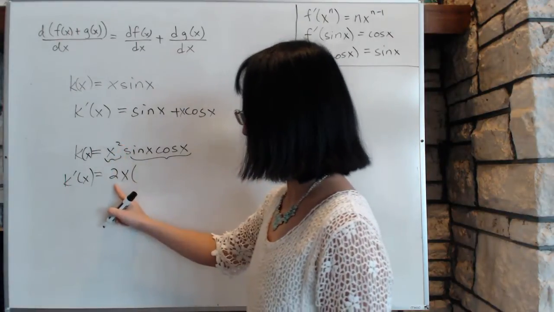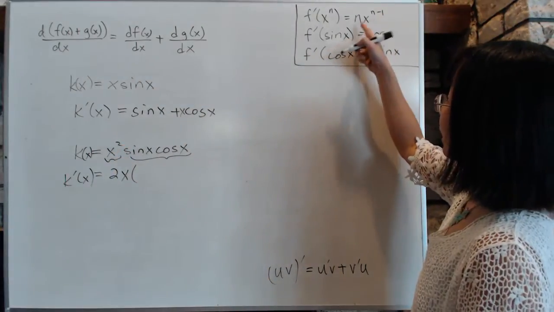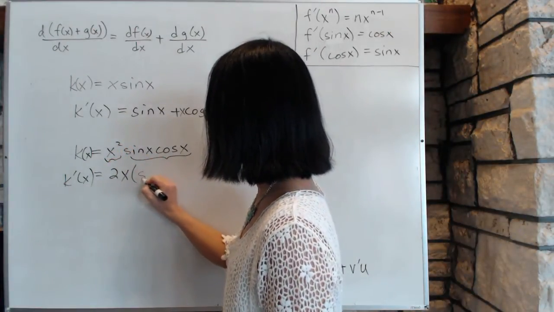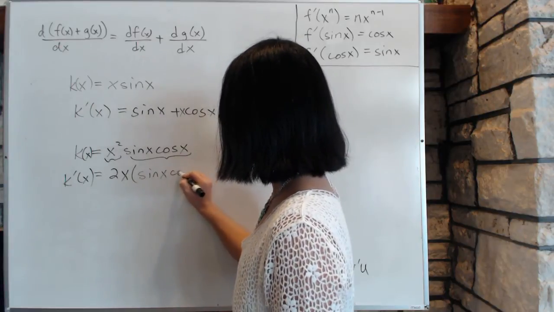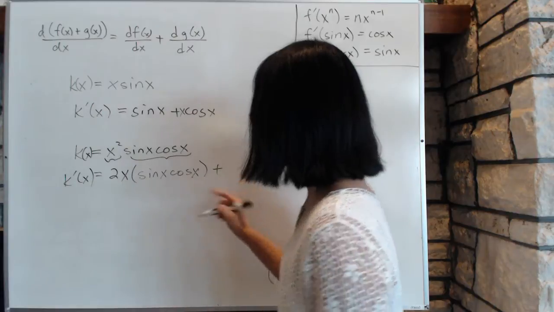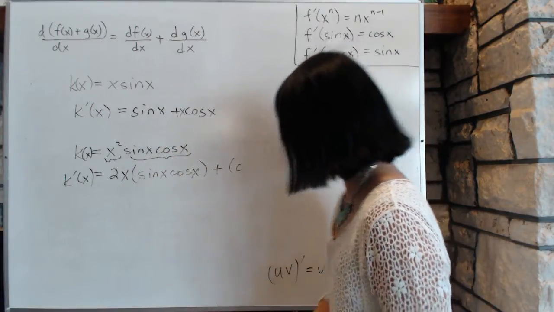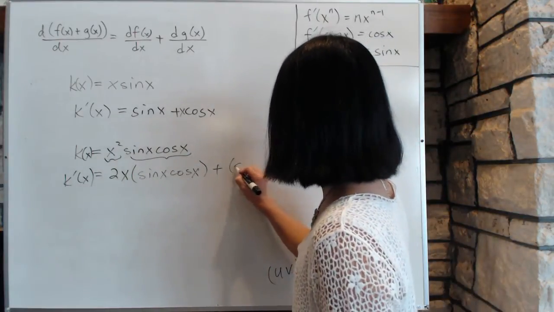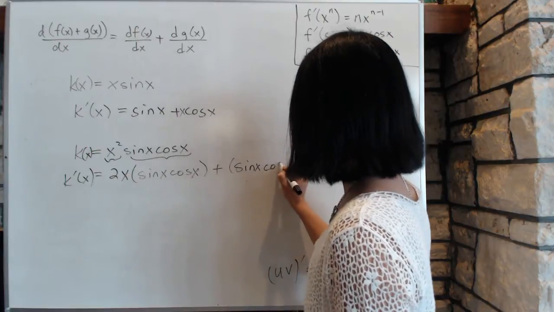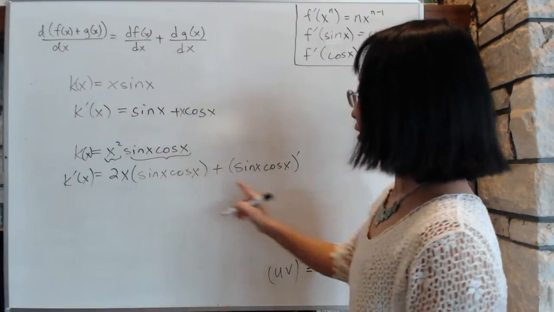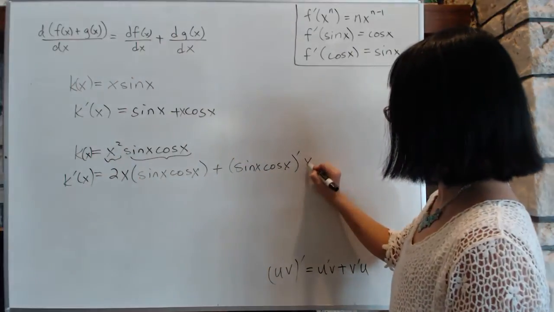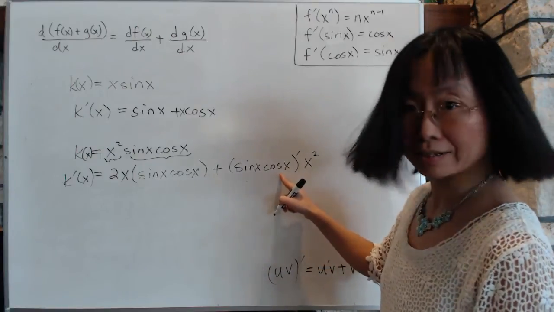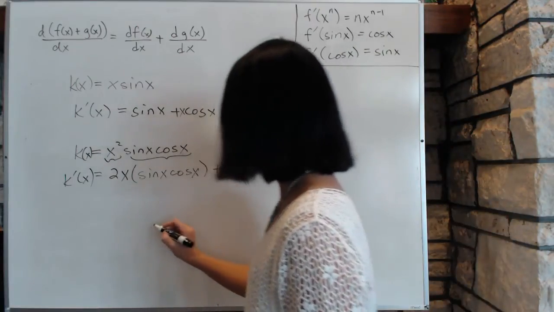So k prime of x is the derivative of the first, which is 2x, from the rule nx to the n minus 1, times the second thing, plus the derivative of the second, sine x cosine x, times the value of the first, which is x squared. So the next question is, what is the derivative of sine x cosine x? We'll do it separately right here.